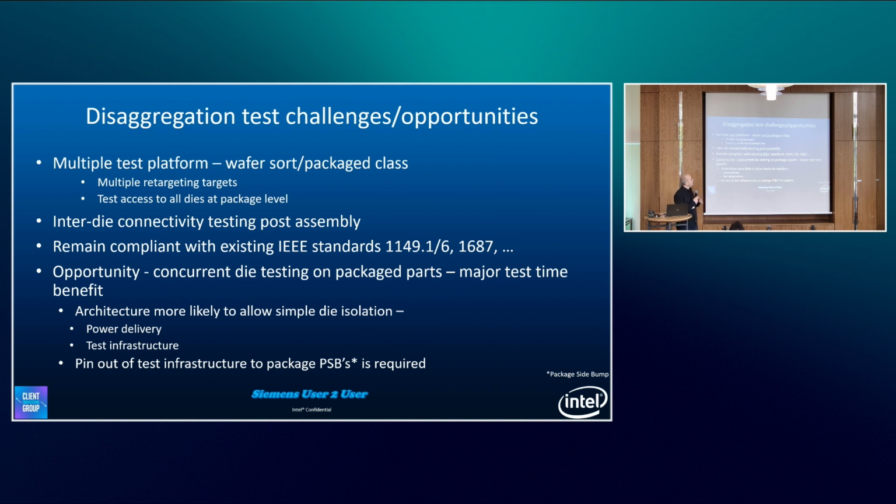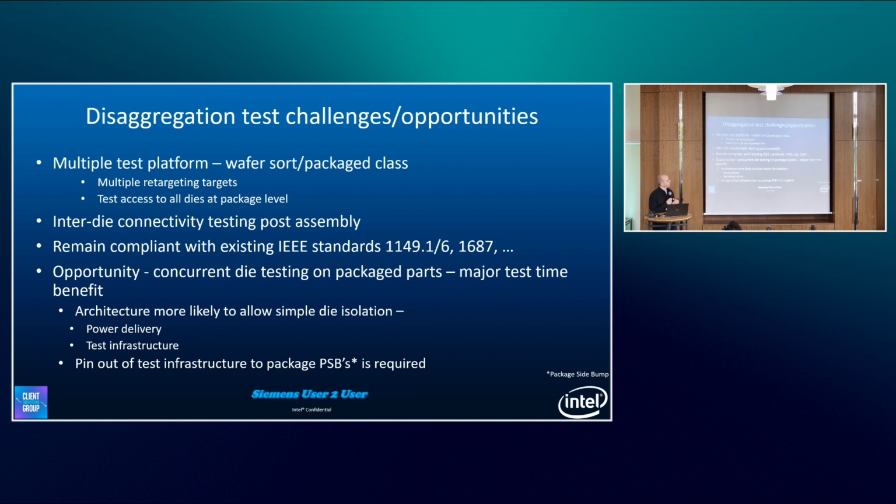So that means more testing platforms, and it means multiple retargeting targets. We need to have our content ready to run at different targets, sometimes at the die level, sometimes at the package level, and these are different, and we need to validate all of them. That's the first challenge. The second challenge is that due to these different platforms, we need to be able to access the tests.